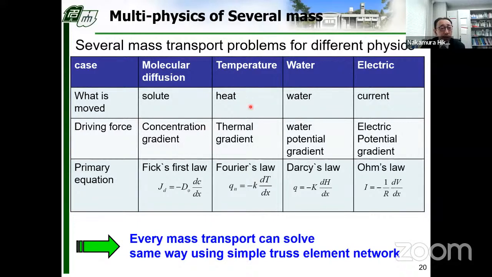This table shows several mass transport problems such as molecular diffusion, temperature, water, and electricity. The primary equation is the same. Therefore, every mass transfer can be solved the same way using simple truss element networks.